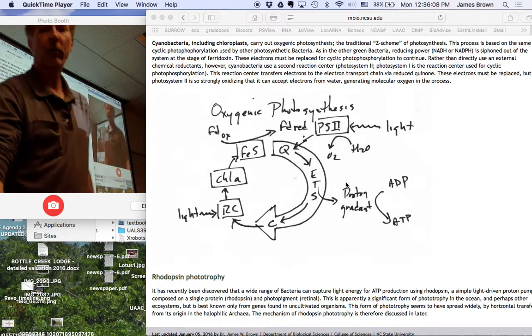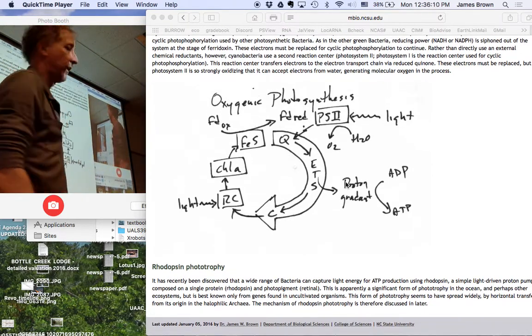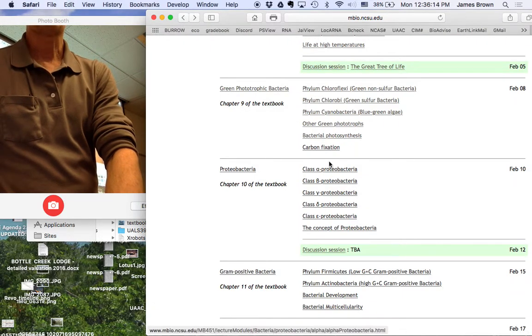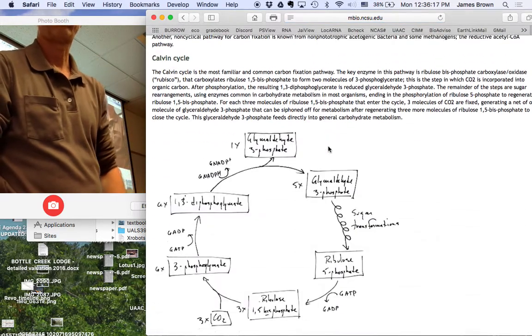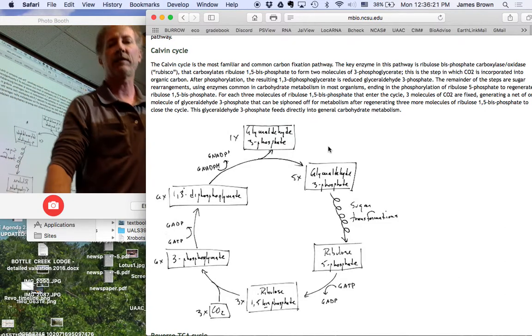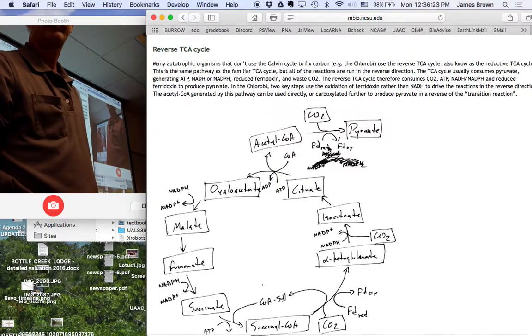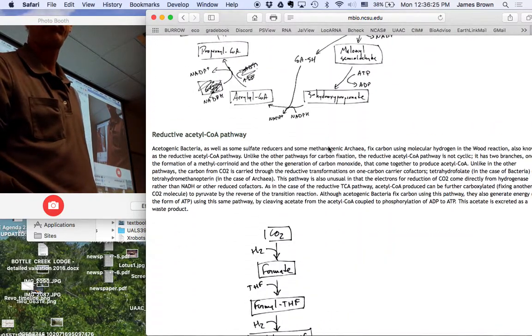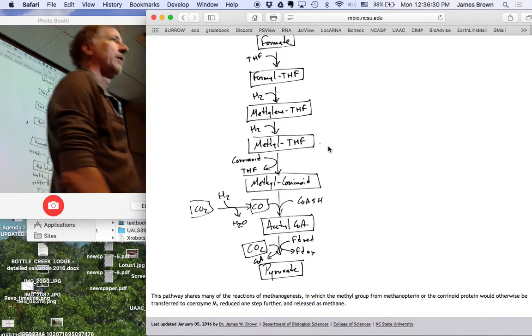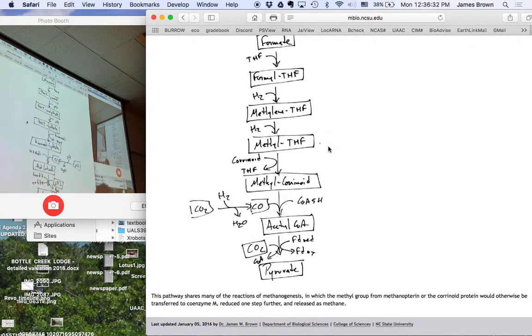I'm not going to talk about rhodopsin phototrophy. That's a completely different thing. I've also got on here, which I'm not going to cover because it's just biochemistry, some different ways to fix carbon. You've seen the Calvin cycle, the reverse TCA cycle, hydroxypropionate pathway, and reductive acetyl-CoA pathway. This is all just metabolic pathways. There's no light involved or anything. You just start with a reductant and some CO2 and you make organics from it.